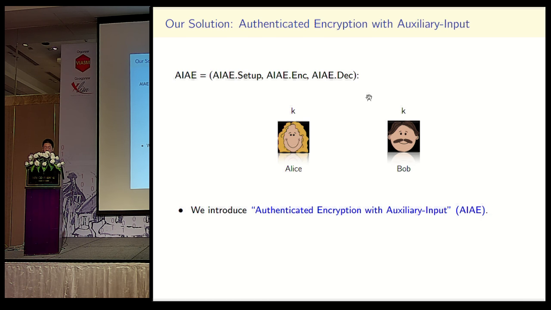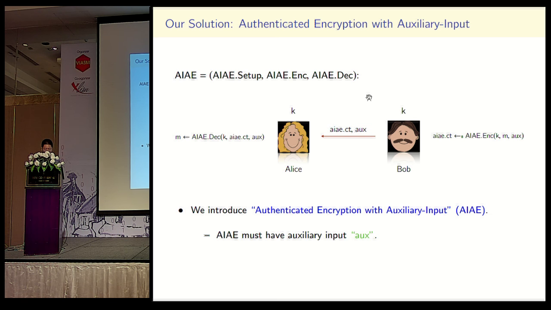Our solution is to introduce a new primitive called authenticated encryption with auxiliary inputs. It generalizes the traditional authenticated encryption in two aspects. The first difference is that AIAE must support auxiliary inputs. In order to encrypt a message M, Bob needs to pick an auxiliary input AUX and send both the ciphertext and the auxiliary input to Alice. And with the auxiliary input, Alice can decrypt the ciphertext with her secret key.